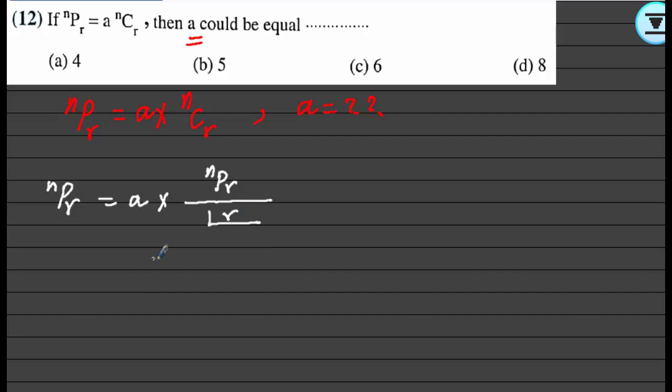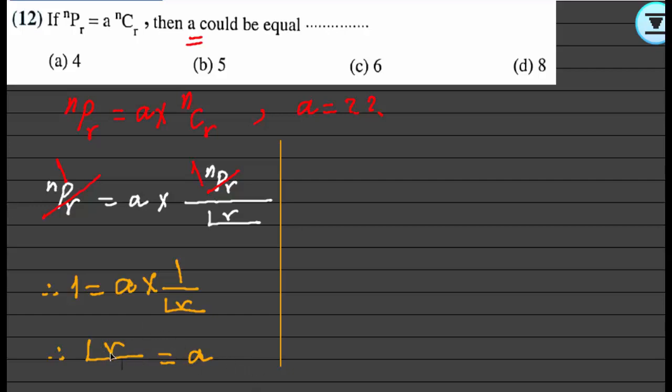Dividing both sides by NPR, here we have 1 and here we have 1. So 1 equals A multiply 1 over factorial R. So factorial R multiply 1 is factorial R, which equals A. So here we have A equals factorial R.